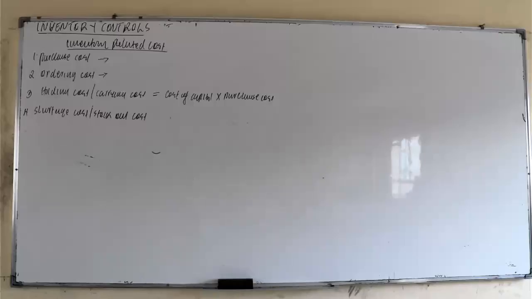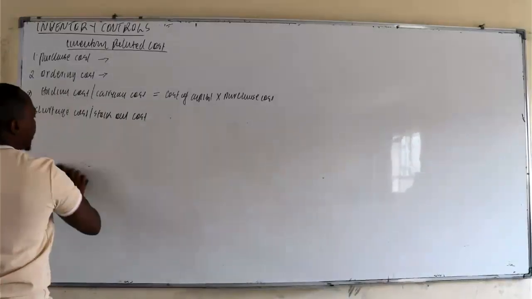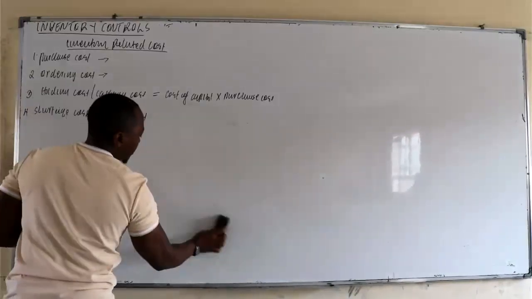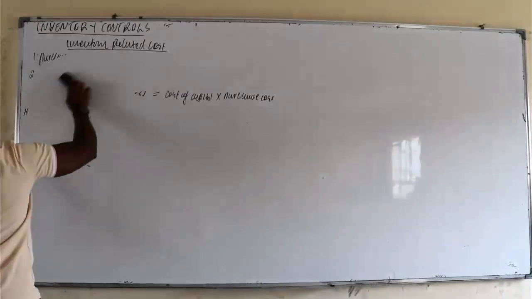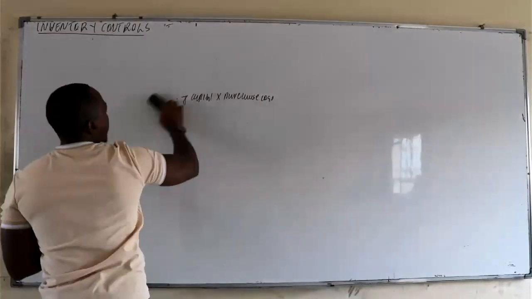And then lastly, we have the shortage cost or the stock out cost. And this is the benefit foregone whenever the customer fails to get the required item. You can write in bracket: opportunity cost. It's also known as the opportunity cost. So those are the costs which pertain to inventory management.